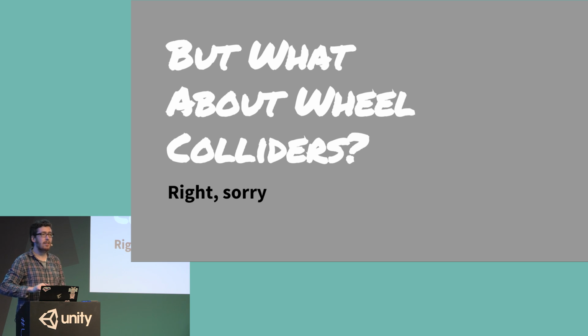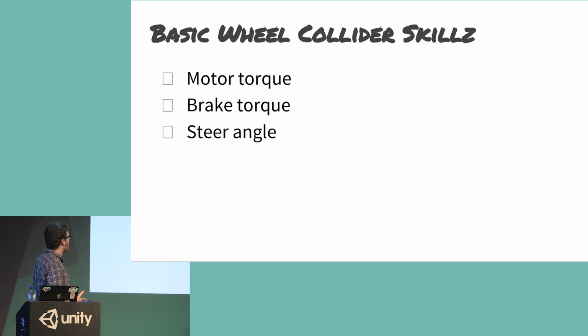Right, but wheel colliders, that's what you're here for, right? Not weird engine explosion explanations. So, basic wheel collider skills. There are 3 important things that go into them if you haven't looked at them at all. The 3 inputs are motor torque, brake torque, and steer angle. Motor torque and brake torque are similar, half of that is the same, the torque part. If you don't know about torque, it's a rotational force. So motor torque is going to drive your wheel forwards. Brake torque is going to stop it from rotating. It's going to brake. And steer angle is going to change the direction it's facing.